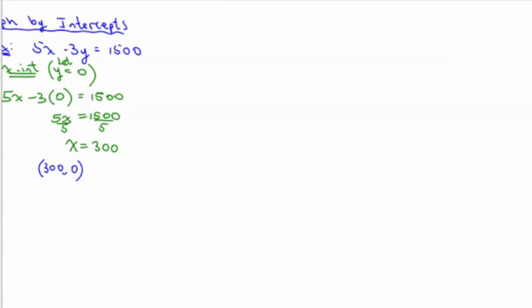The other thing we need to find is the y-intercept. How do I find a y-intercept? X is 0. You're going to let x equals 0 is the hidden direction. So if you're looking for x-intercept, you choose y equals 0. If you're looking for a y-intercept, you choose x to be 0. And then you set up your equation again. So it's going to be 5 times x, but we're substituting for x, minus 3 times y is equal to 1500.